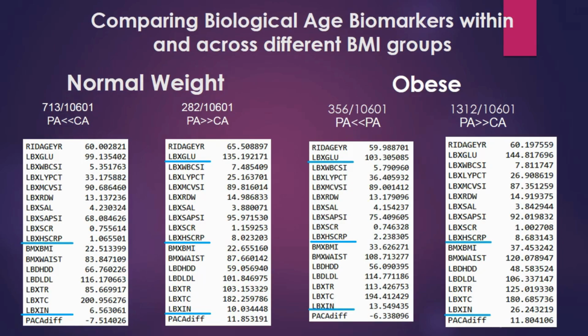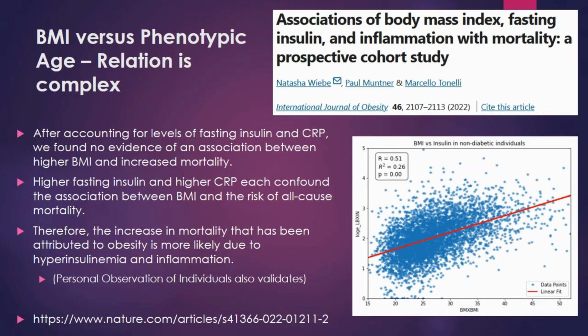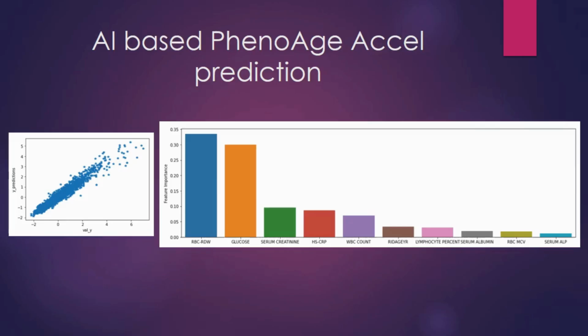Comparing biological age biomarkers within and across different BMI groups. Shows that biological age is not strictly tied to weight, noting that some normal weight individuals exhibit a higher biological age than chronological age, while some obese individuals exhibit the reverse. BMI versus phenotypic age relation is complex. Cites research suggesting that once fasting insulin and high-sensitivity C-reactive protein are accounted for, high BMI level alone does not increase mortality, indicating that hyperinsulinemia and inflammation are the true drivers.